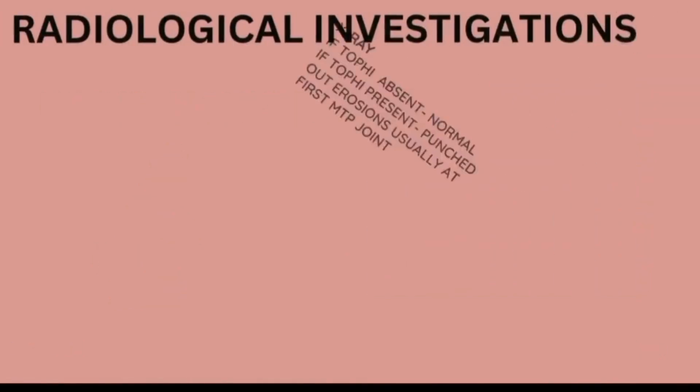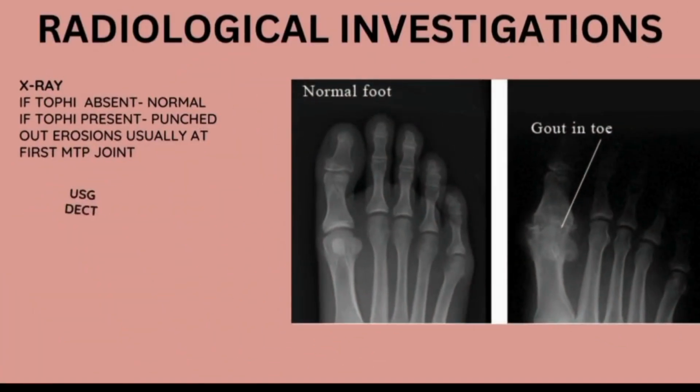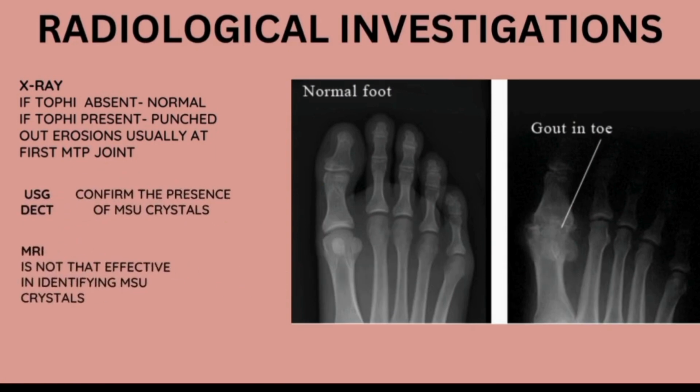Now, radiological investigations. If tophi are absent, X-ray is normal. But in the presence of tophi, that is chronic gout, punched out erosions are seen at the first MTP joint. Look at the picture. USG and DECT confirm the presence of MSU crystals. MRI is not that effective in the diagnosis of gout.